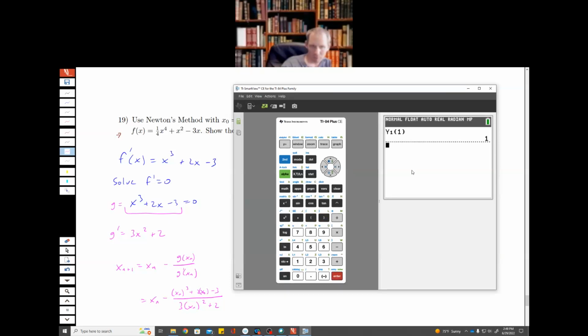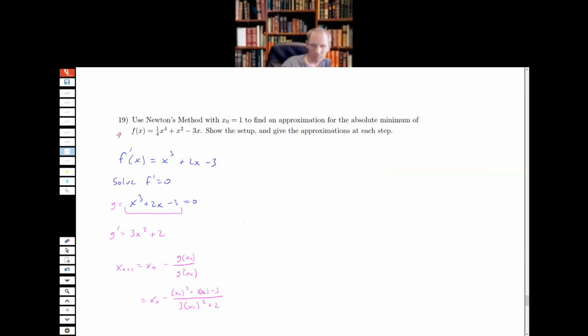Oh, and 1 solves that. So when x0 is 1, my next guess is also 1. So 1 is an exact solution, and actually if you look at f prime, it happens that if we plug in 1, we get it exactly. So this one, we used Newton's method, but it turns out that our guess was a lucky guess and landed exactly on the correct solution.